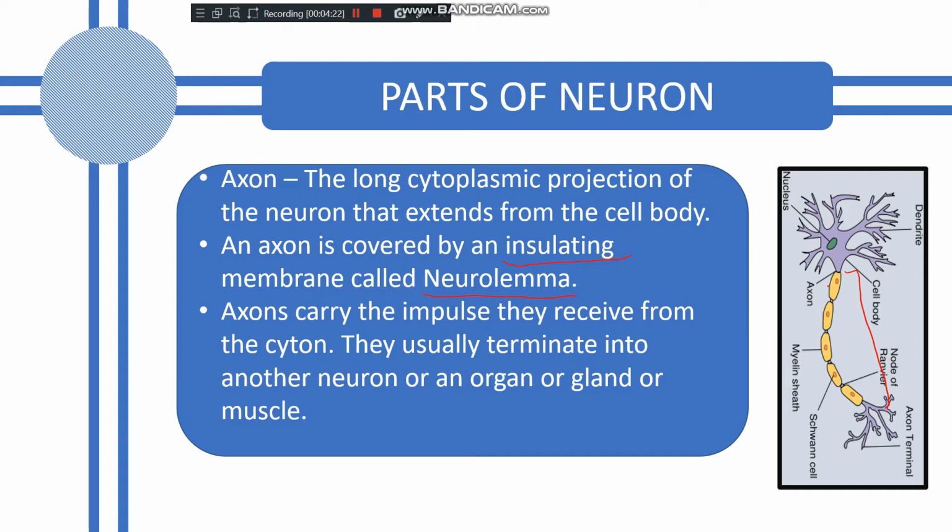The function of the axon is to carry the impulses from the cyton to the nerve ending. These are known as axon terminals, as well as nerve endings. And these usually terminate on another neuron or an organ, a gland or muscles. Understood? So the neuron or nerve cell has two main parts, cyton and axon. Cyton is also called the cell body, and the axon is an elongated cytoplasmic structure.